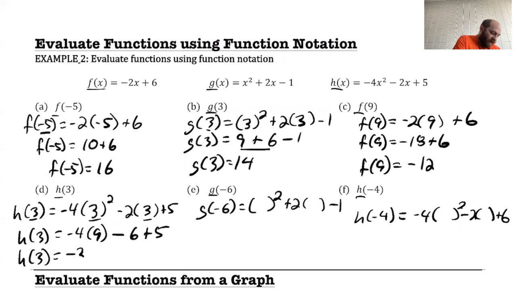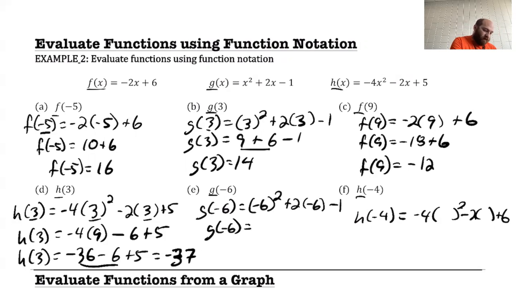H of 3 is going to give me -36 minus 6 plus 5. So -36 minus 6 is going to give me -42, plus 5 is going to give me a -37. Okay, so g of -6, we'll put that there and that there.